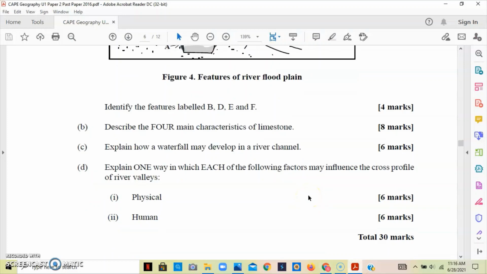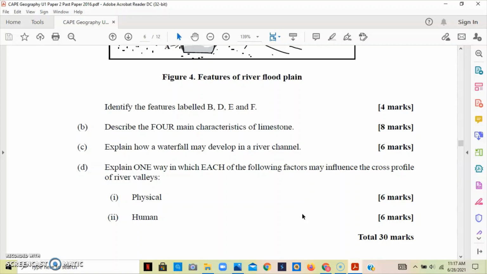Let's get back to the question. Part D asks that we explain 1 way in which each of the following factors may influence the cross profile of a river channel. Now let us look at physical. The cross profile of a river is from bank to bank. So let's look at some of the physical factors that may affect the bank to bank outlook of the river, the cross profile.